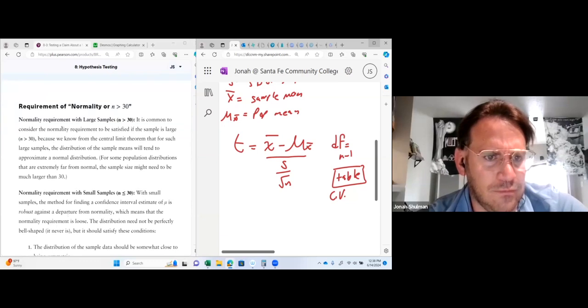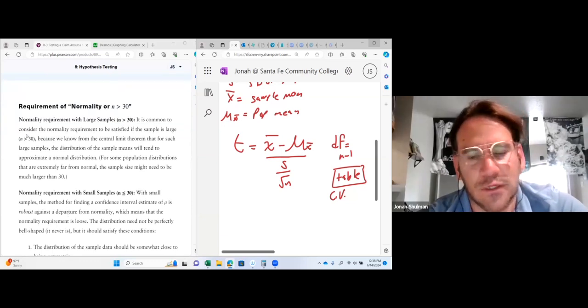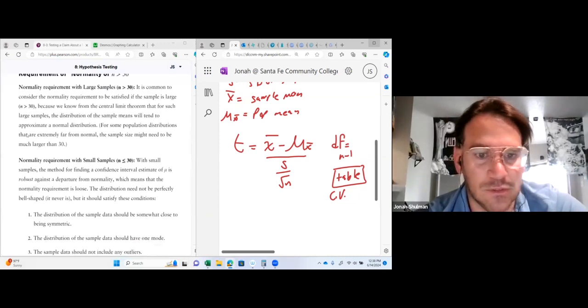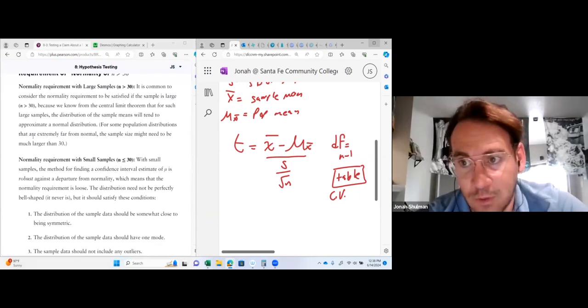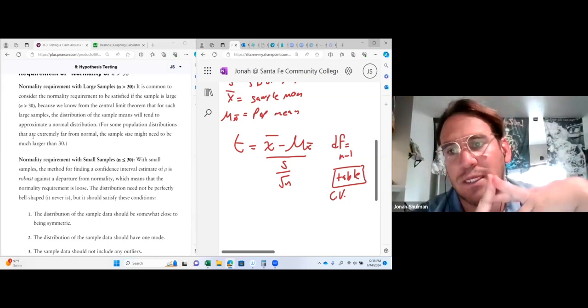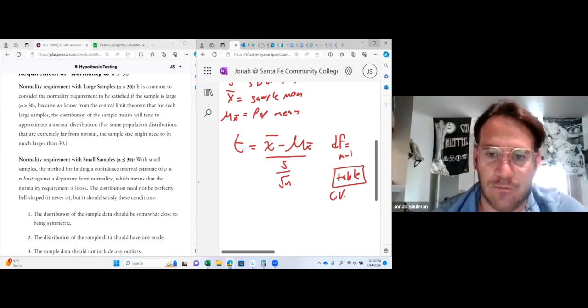So if your n is bigger than 30, it really doesn't have to be a normal sample, okay? Because it's such a limit theorem. That's what this means. Or if you have a small sample under 30, what should you do? You should do your QQ test and you should make a histogram. So if your n is ever less than 30, you should always do this QQ test.